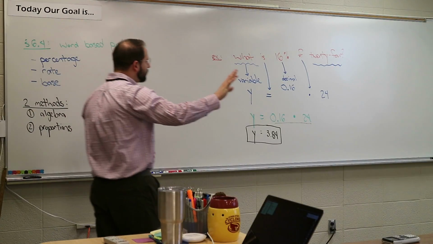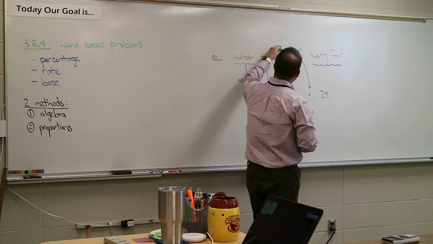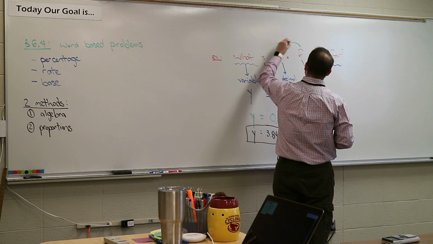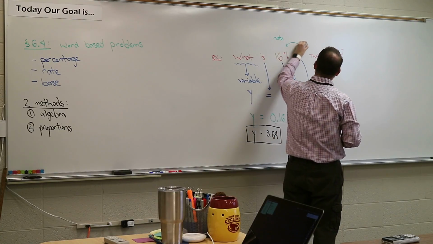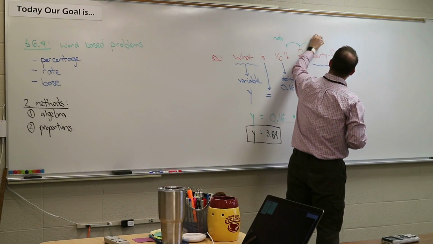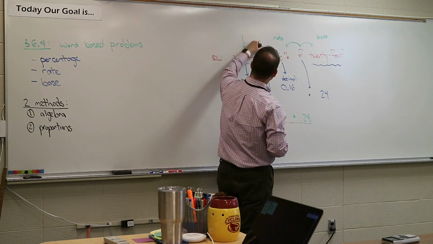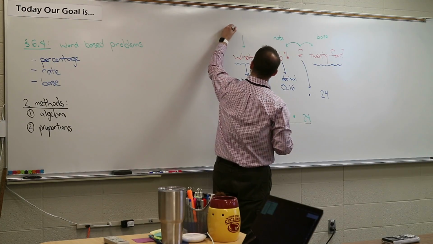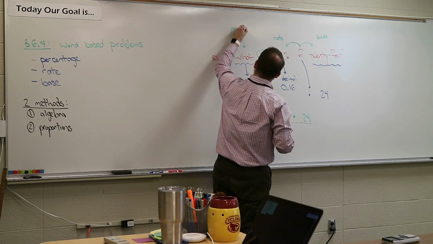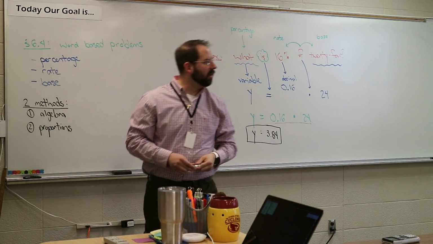Now, vocab words. This is something I also want you to write up above. The part before the word of is usually a rate. The part after the word of is the base. And the part that is by itself, in front of or around the is part, is the percentage. So I'd like you to label that. The part in front of the word of is a rate.